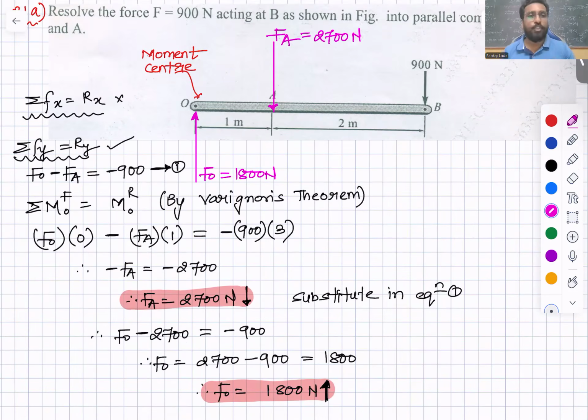Now it's time for us to move on ahead with the next question. So boys and girls, let's proceed ahead.